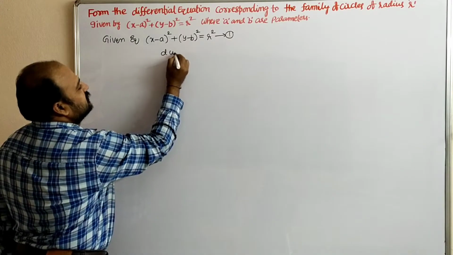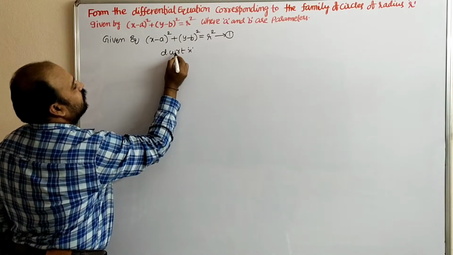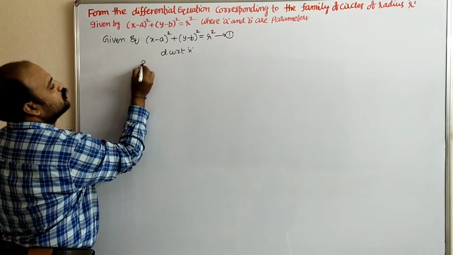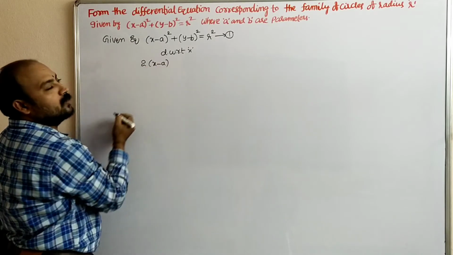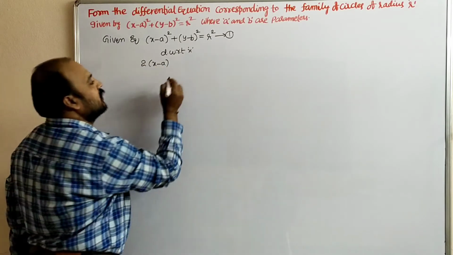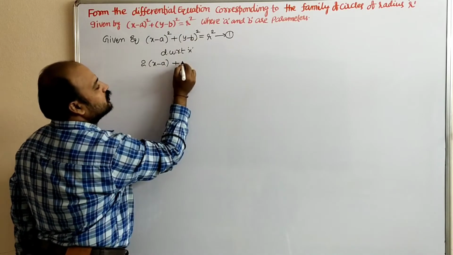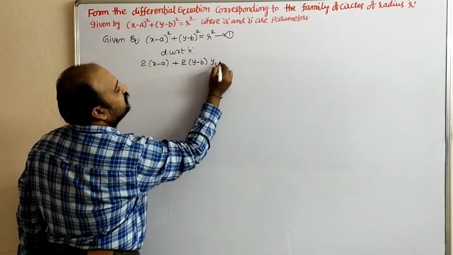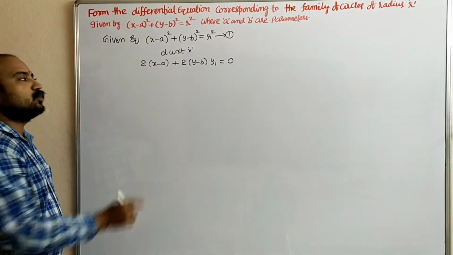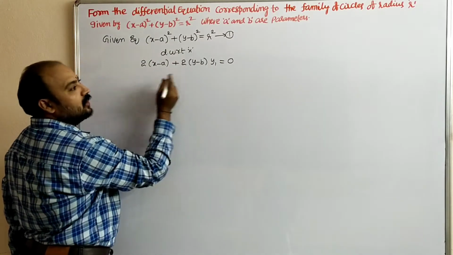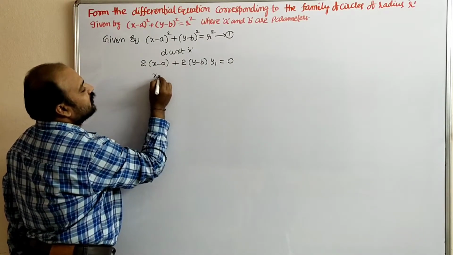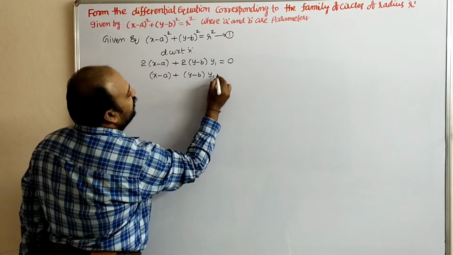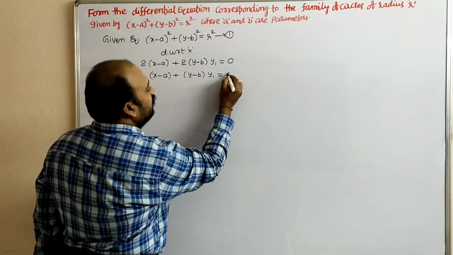Differentiate with respect to x. So 2 into x minus a whole power 2 minus 1, again x minus a derivative is 1, plus 2 into y minus b, again y minus b derivative is y1, equal to r square derivative, which is 0. 2 common you can take outside, and 0 by 2 will also become 0. So x minus a plus y minus b into y1 is equal to 0.